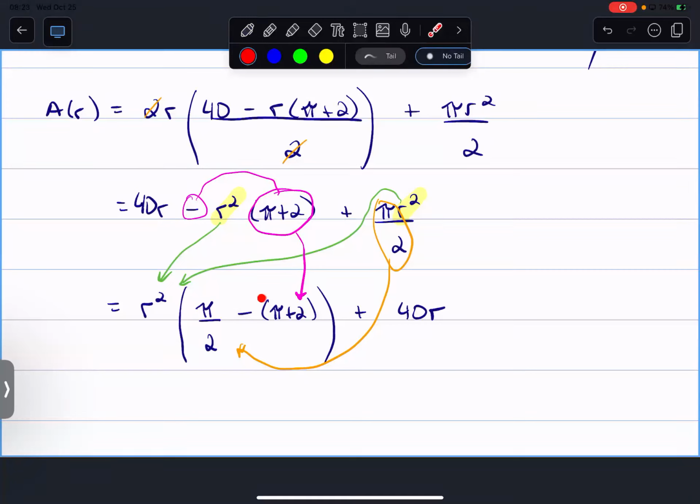This is just a number though. It's not very nice, but it is just a number. Pi over 2 is a number, minus pi plus 2 is a number. So it's just a coefficient. It's just a very ugly coefficient, not as nice as the 40 here.